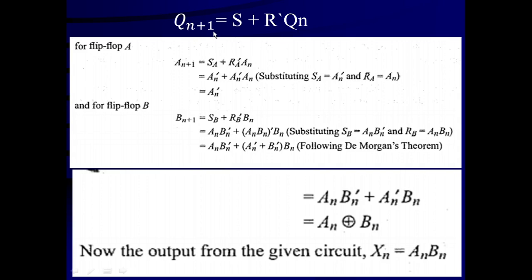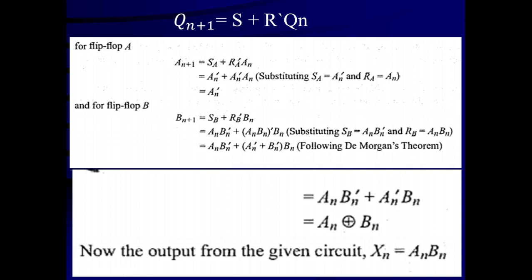See, this characteristic equation we have derived in a previous lecture. In a previous lecture, we have studied that the characteristic equation of RS flip-flop, that is the next state output Qn plus 1, is a function of present output, that is Qn, as well as inputs S and R. So Qn plus 1 is equal to S plus R dash Qn, which can be written for flip-flop A as well as for flip-flop B.